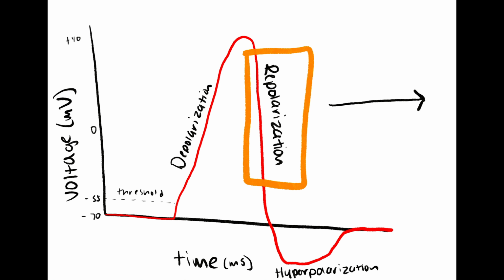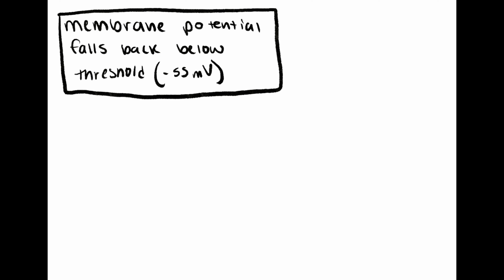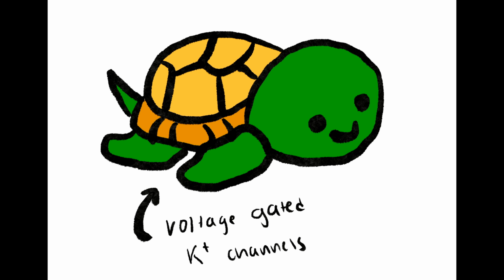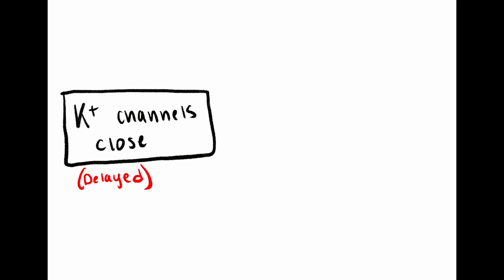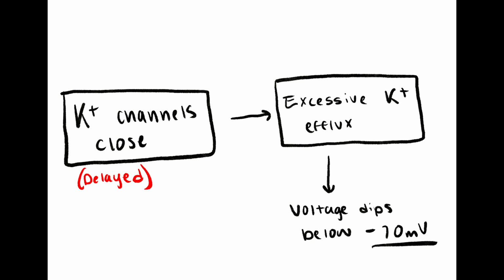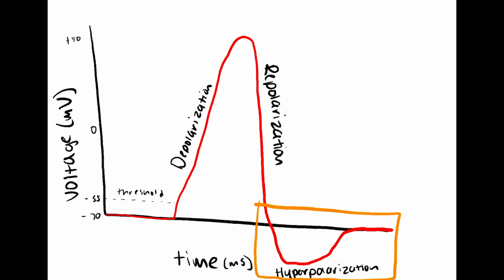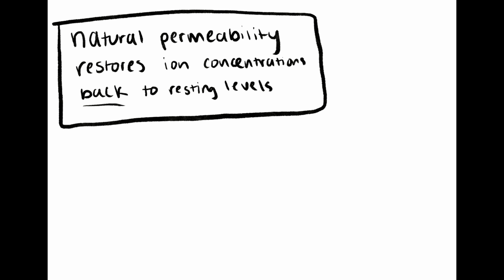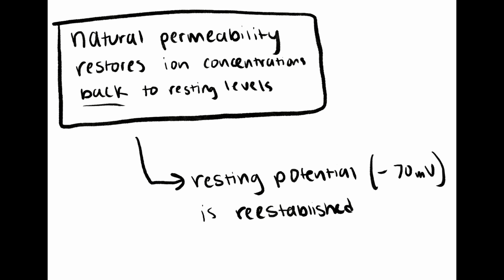Once the membrane potential falls back below the negative 55 millivolt threshold, the potassium channels will begin to close. However, the slow kinetics of this channel results in the voltage-gated potassium channels not closing immediately after threshold is hit. This delay in the closing of the potassium channels results in more ions effluxing than necessary, and the voltage will dip below the negative 70 millivolt resting potential, becoming more negative. This period of dipping below the resting potential is referred to as hyperpolarization. Eventually, the natural permeability of the neuron to sodium and potassium ions will restore the ion concentrations back to resting levels, and the resting potential is reestablished.